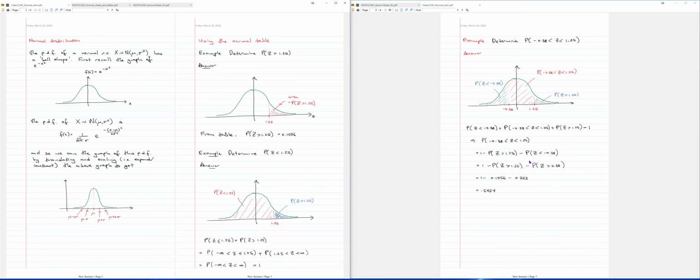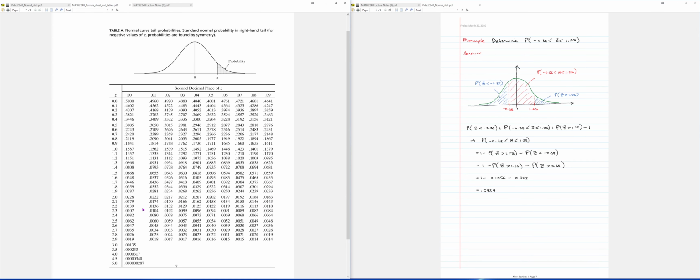And now what you have is these cases, which are both one-sided, and we saw how to do those already. The z bigger than 1.25 is just going to come directly from the table. This one over here is z less than a negative value.